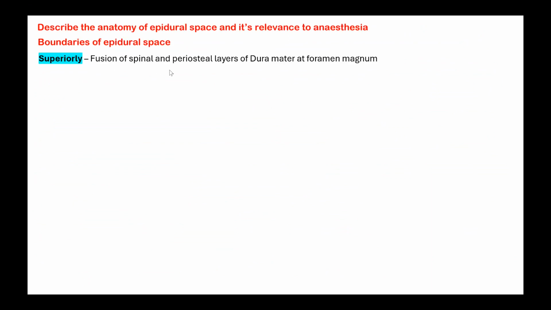Superiorly, it is the fusion of the spinal and periosteal layers of dura mater at the foramen magnum level. So the epidural space, at its superior aspect, ends outside the cranial cavity, whereas the subarachnoid space is continuous with the subarachnoid space in the intracranial cavity also. So the major difference is that the epidural stops. So even if your drug ascends maximally, it will only produce a very high spinal block and not a total spinal. Whereas what is the difference between high spinal and total spinal?